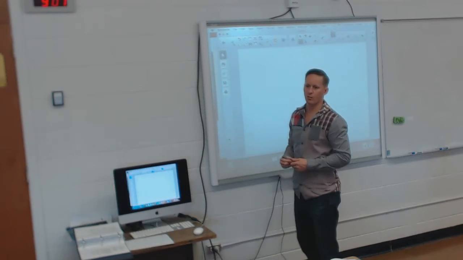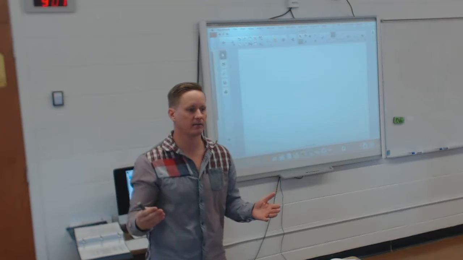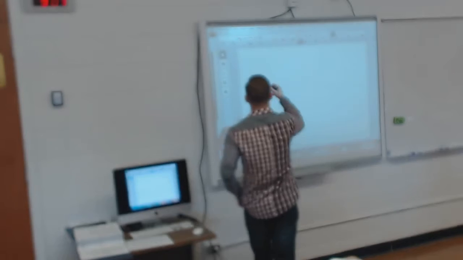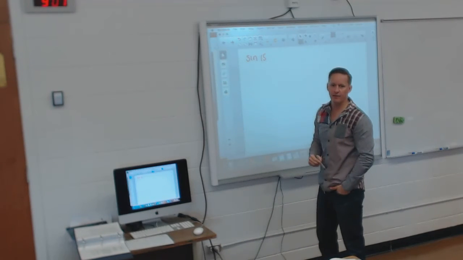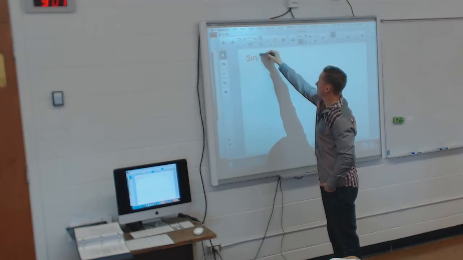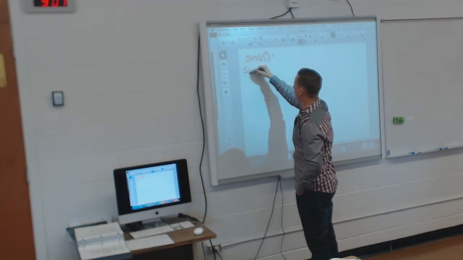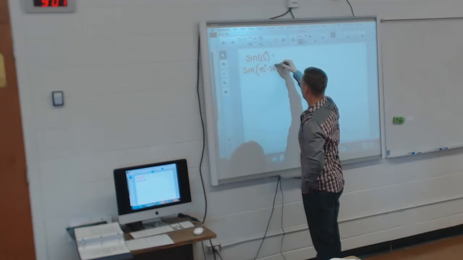So what if I did this? What if I took two angles that I do know the values for? What two angles can I add or subtract to get 15? 45 subtract 30, perfect. So my question to you is, I want the sine of 15. I want to know what that is. So I'm going to take the sine of 45 degrees minus 30 degrees.